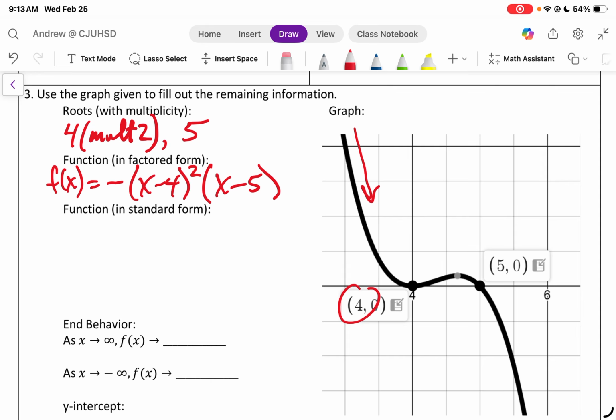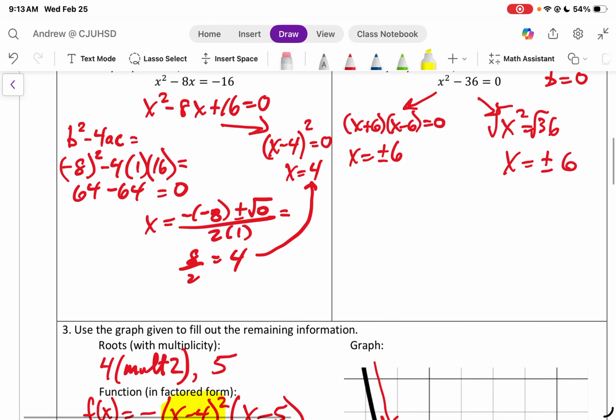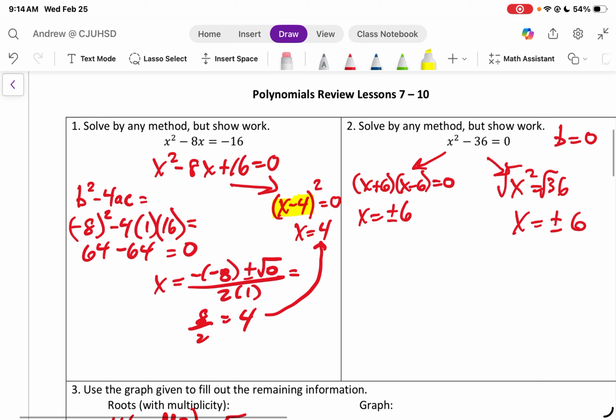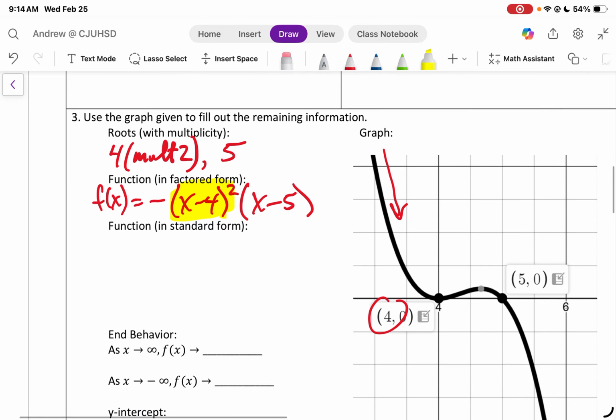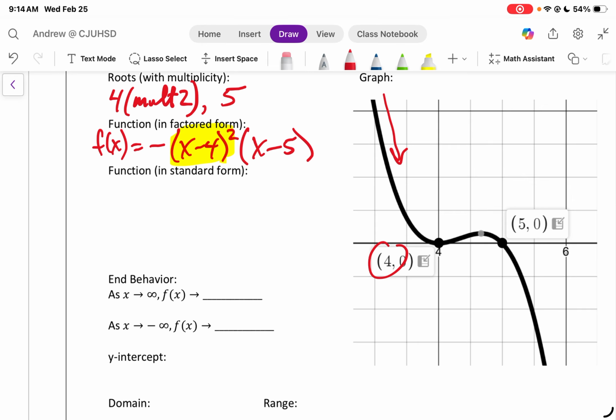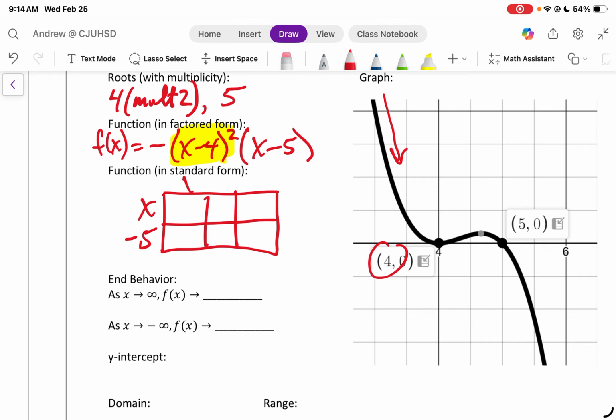Now, in standard form, I need to multiply this out. Now, you remember x minus 4 squared? This was from number 1. So I kind of already know that. It's x squared minus 8x plus 16. And now if I multiply, so go in a 2x3 box, x minus 5 with x squared minus 8x plus 16. What I really need to remember, though, is that I have a negative here. I'm going to put that in at the very end.